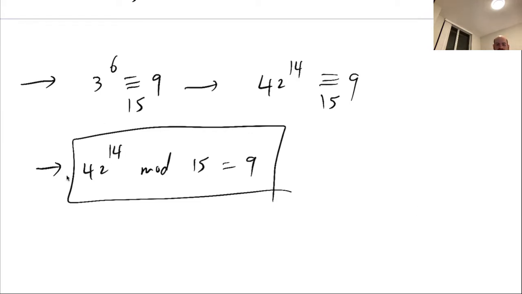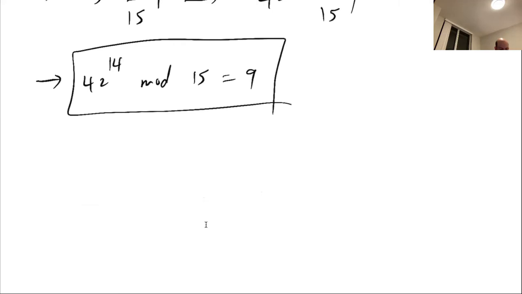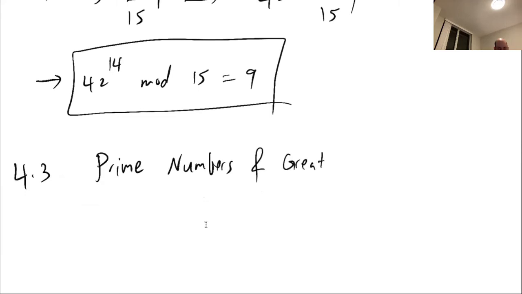All right. Okay, so let's start section 4.3. Section 4.3 is about prime numbers and greatest common divisors.